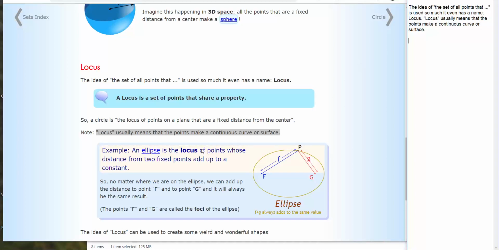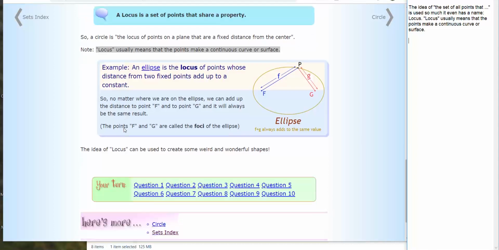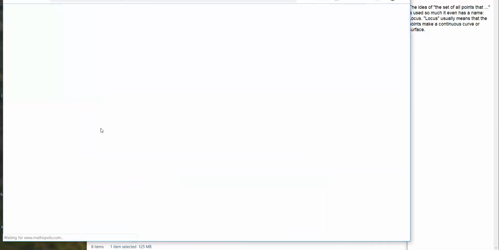An ellipse is the locus of points whose distances from two fixed points add up to a constant. So F and G both add up to a constant. No matter where we are on the ellipse, we can add up the distance to point F and point G, and it will always be the same result. Always the same value. Okay, foci. So that is the locus. That's what the locus means.